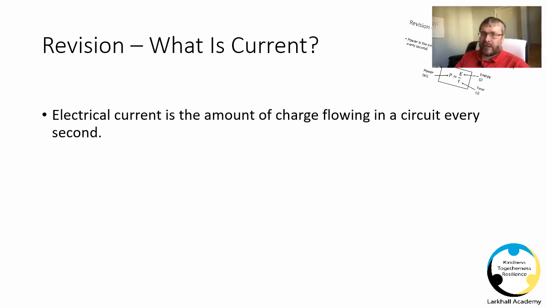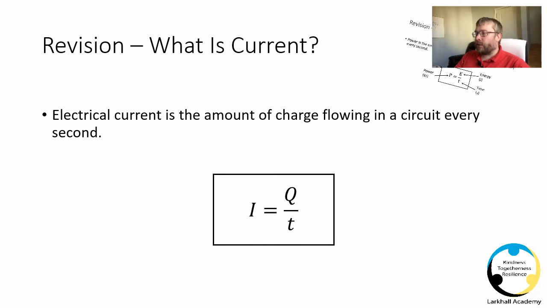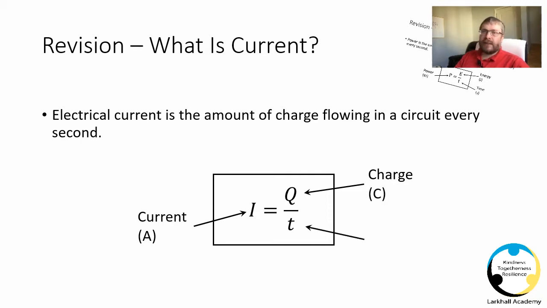Now we came up with an equation for calculating the current. The equation for calculating current using charge and time is here. So we have I, obviously being current, measured in amperes. We have Q being the symbol for charge, measured in coulombs, and of course T still being the symbol for time, and time is still measured in seconds. Okay, let's throw this one to the side.